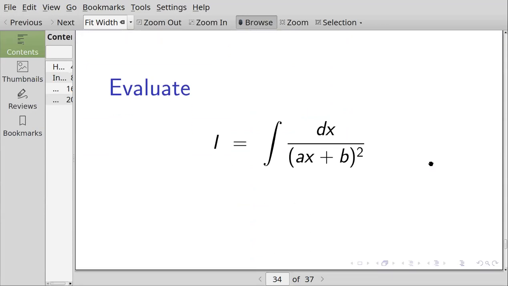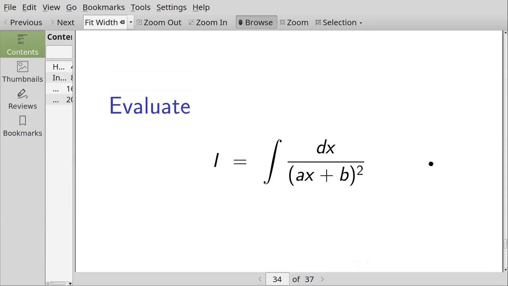I is the integral of dx over ax plus b squared. What do you think? Let u equal ax plus b. Then you've got the integral of u to the minus 2, and du equals a dx, right? So dx would be replaced by 1 over a du. Then you could do this one.